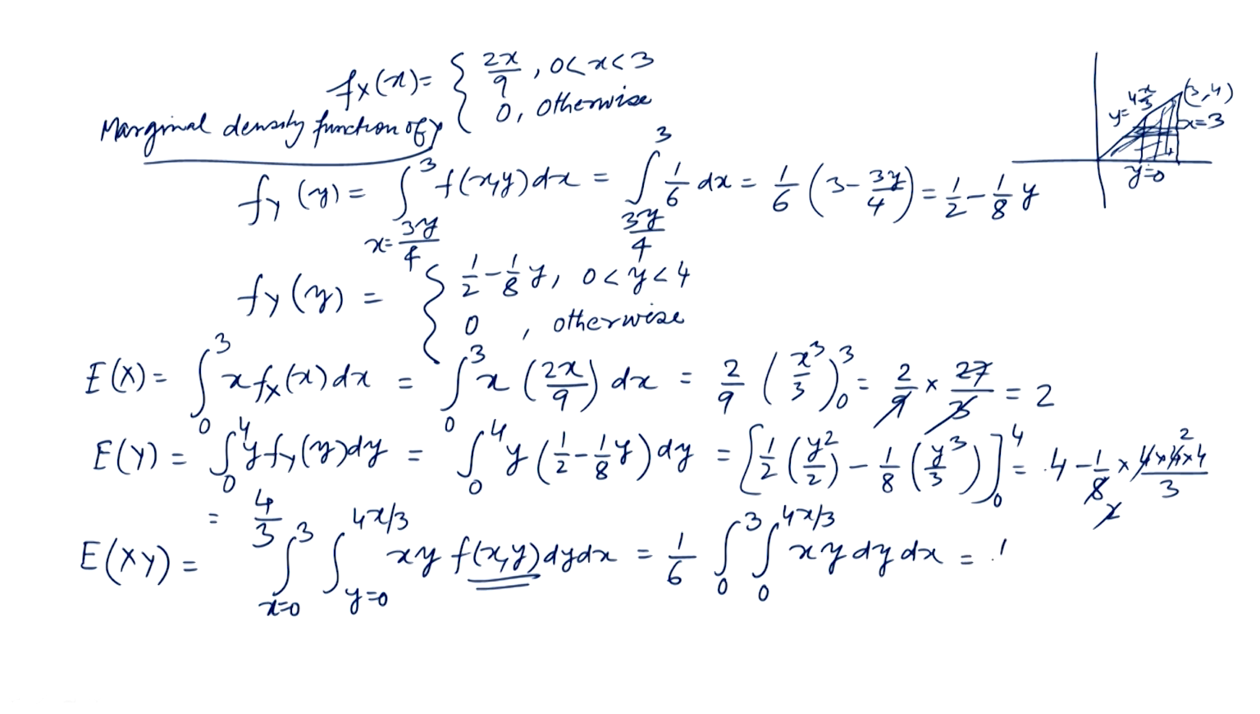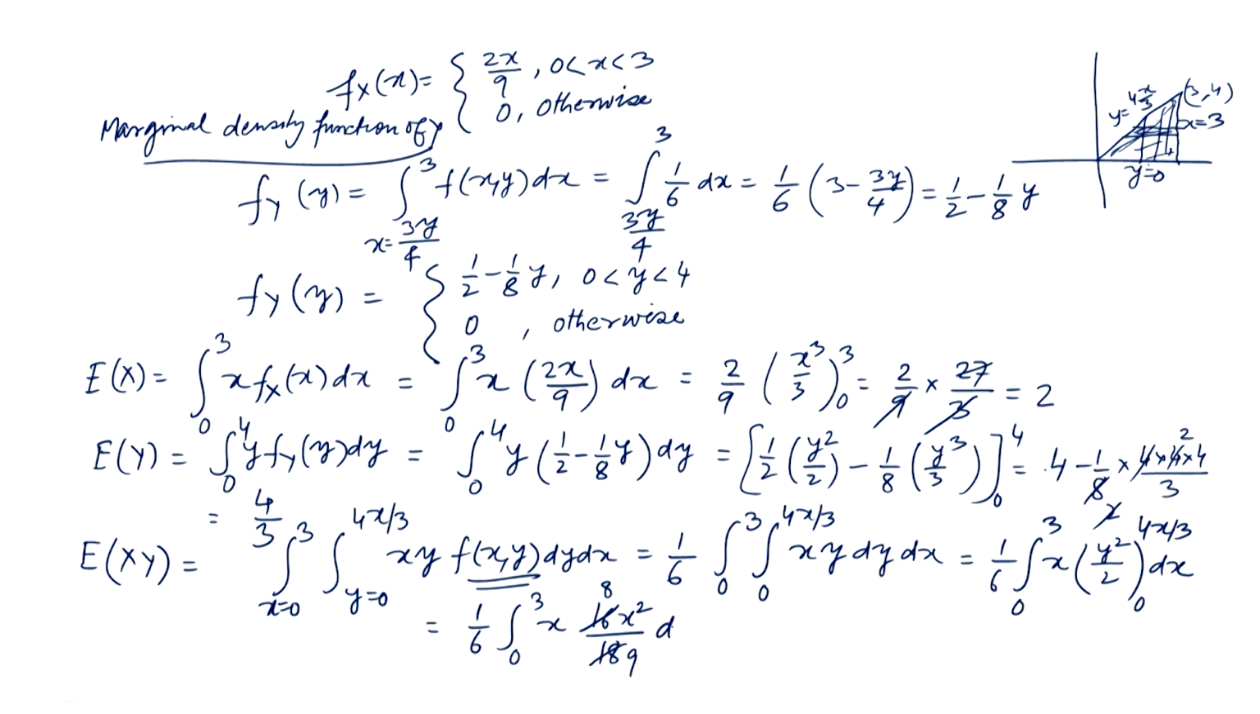So we have 1 by 6 integral over 0 to 3 of x, and then we get y square by 2 with the limits 0 to 4x by 3, dx. So what we get is 1 by 6, 0 to 3, x times y square, which means 16 x square by 9. Y square by 2 means 16 x square by 9 into 2, that is 16 x square by 18. So we get here 8 and 9, dx.